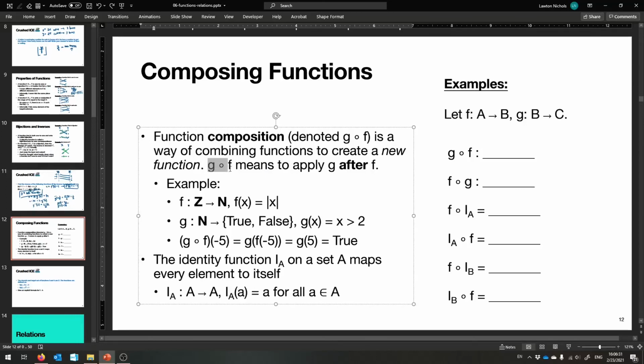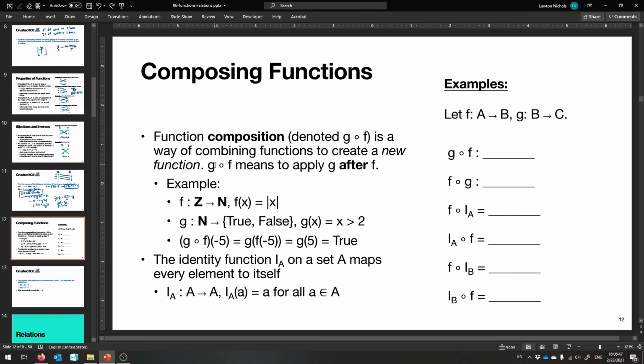G composed with f, what it means is first do f, then do g, yeah? You can read it as g after f. A lot of math professors sometimes like to read it like that. G after f to make it clear that you're doing f first, right? So, okay, here's an example.